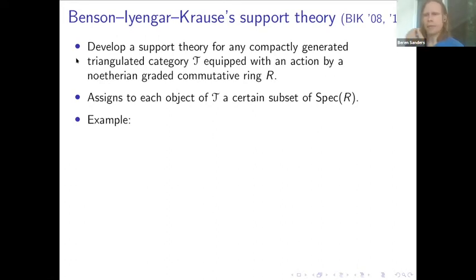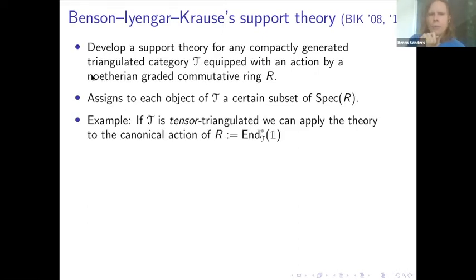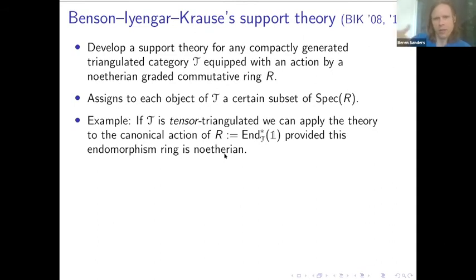Now, for example, if T was a tensor triangulated category, then we can take the unit object of the tensor and take the graded endomorphism ring of the unit object. The graded endomorphism ring of the unit object is a commutative graded ring, and it acts on the category. So for a tensor triangulated category, there's always this canonical action of the endomorphism ring of the unit on the category. And so we can apply the theory of Benson, Iyengar, and Krause to this canonical action, provided this endomorphism ring is Noetherian.